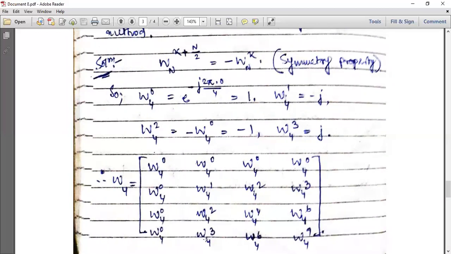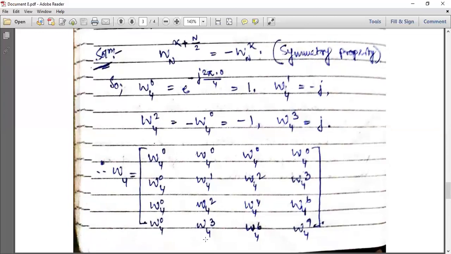Wn to the power k plus n by 2 equal to minus of Wn to the power k. Remember, this is the symmetry property of the Twiddle factor. Also, W4 to the power 0 is 1, W4 to the power 1 is minus j, W4 to the power 3 is j, and W4 to the power 2 is equal to minus 1. So I have got these values basically to simplify my matrix, because I have to do this using a matrix.